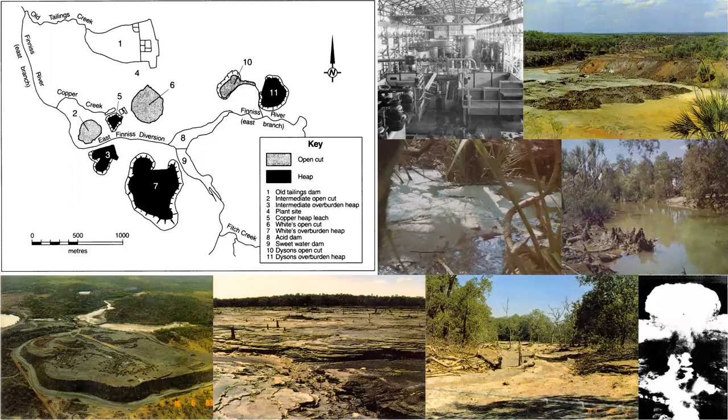But of course, I see the Dyson's open cut here and the intermediate open cut, which was basically for the copper heap leach project. We can see the large waste rock dumps associated with each of those, and certainly the heap leach pile in the middle here. Over on the northern end up here is the old tailings dam area. That's where tailings used to be discharged to a floodplain.